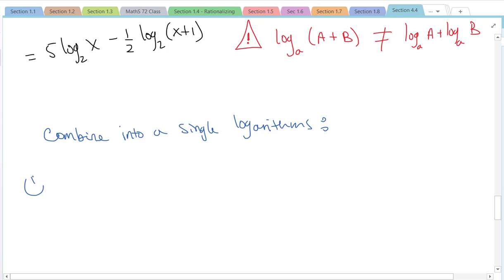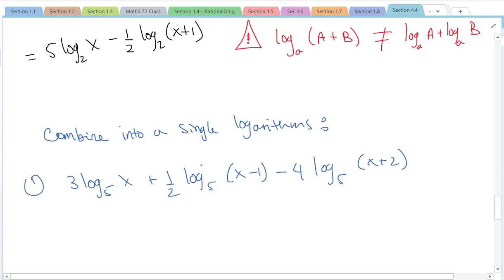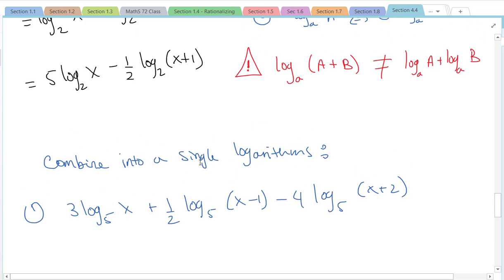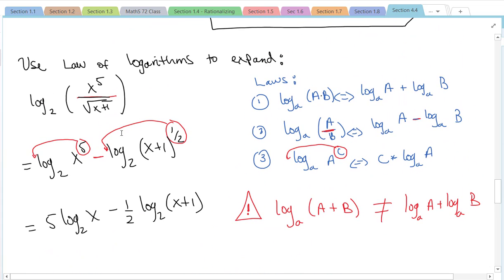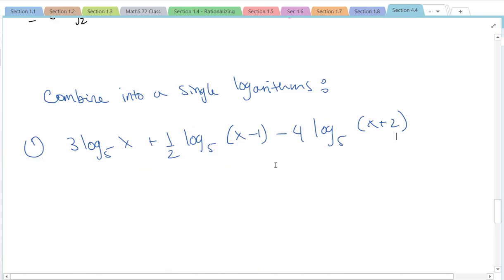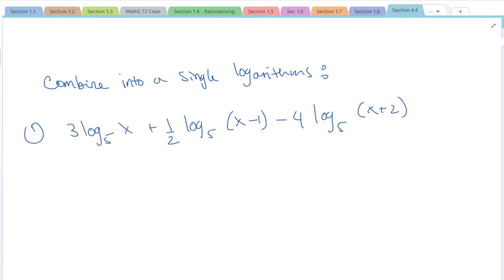So for my first one, we're going to say I have 3 log base 5 of x plus 1/2 log base 5 of x minus 1. So my log has to be the same base, minus 4 log base 5 of x plus 2. And we want to combine this into a single logarithm. So looking back at our rules, we're doing them backwards. So the first thing to look for when combining into a single logarithm is any coefficients. So the 3, the 1/2, and the 4, we can turn into exponents.